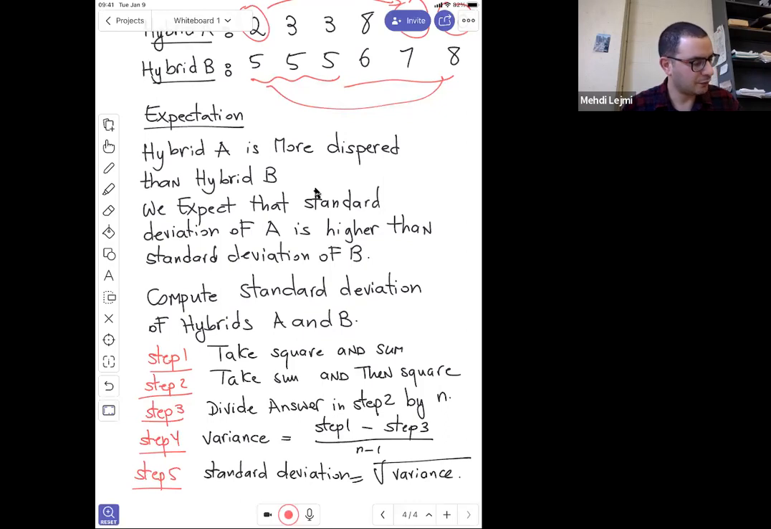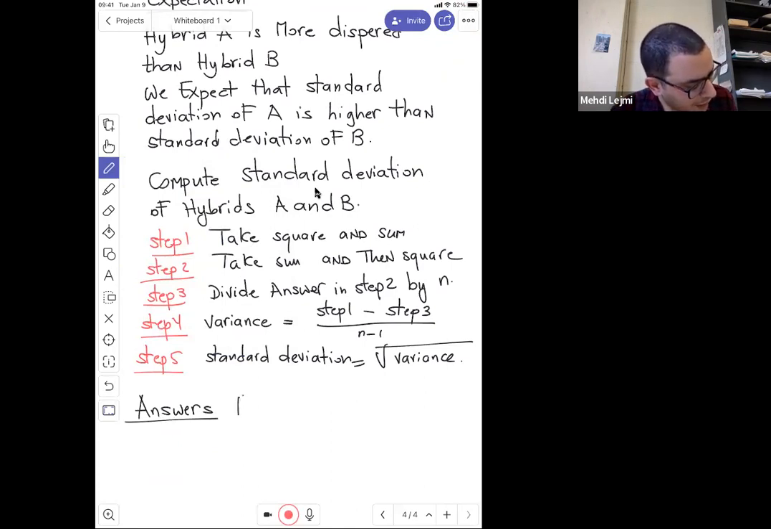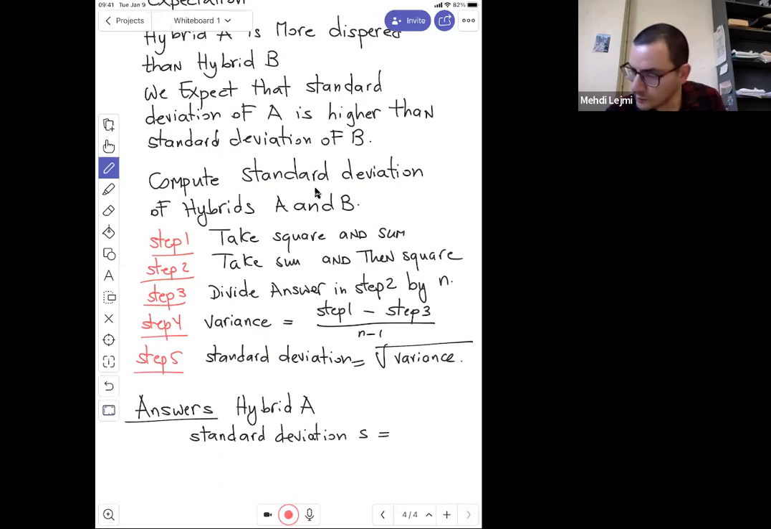If you want to check your answer, the answers are here, guys. I'm probably going to go over one of the standard deviations. For hybrid A, the standard deviation S should be equal to, let me see my notes, the square root of 14, so it's a 3 point something.